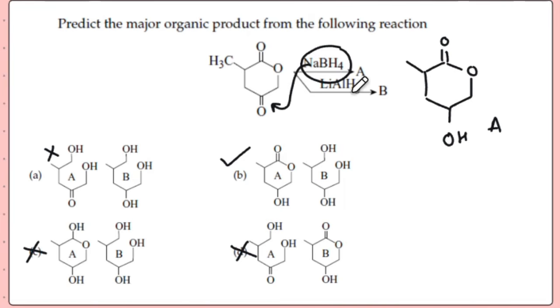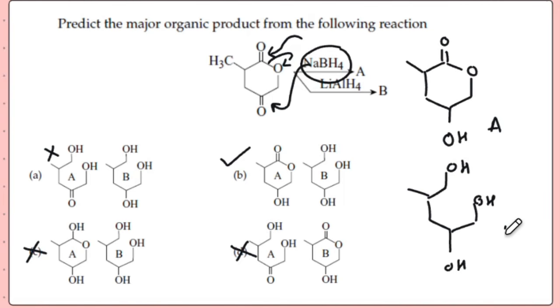However, let's check for lithium aluminium hydride. Since it is a strong reducing reagent, first it will convert this ketone to the secondary alcohol. It will remain like this. And then what happens to this ester? First, the hydride will attack here and open up the ring. That means here we are going to get OH, and here we will have an aldehyde. The aldehyde further will get reduced to form a primary alcohol like this. So this is our product B. And you can see the structure given here matches with what we have written. Hence, the answer is option B.